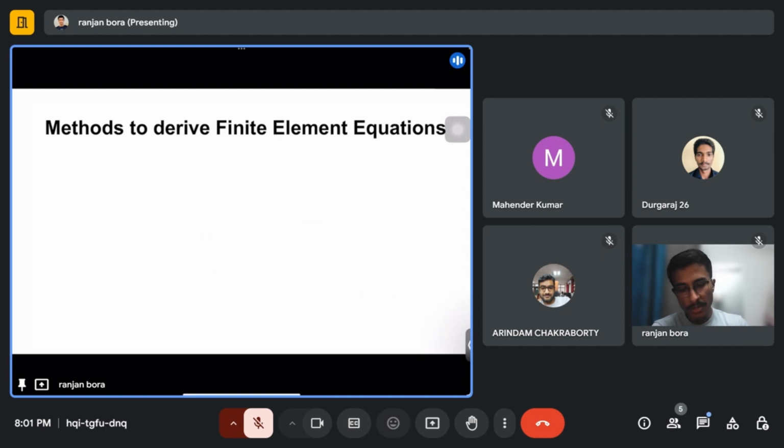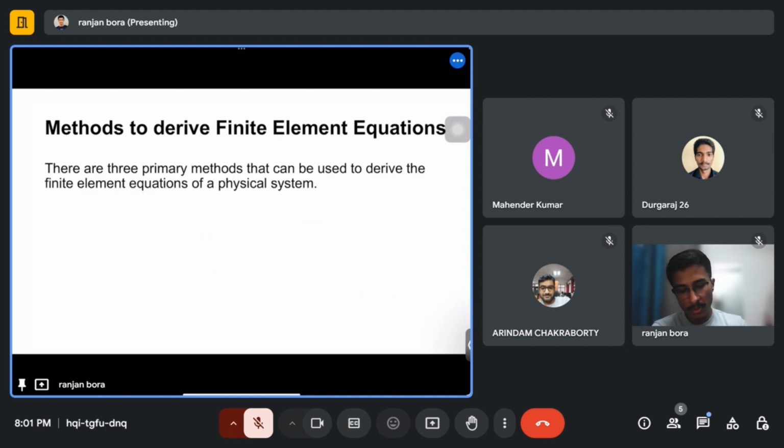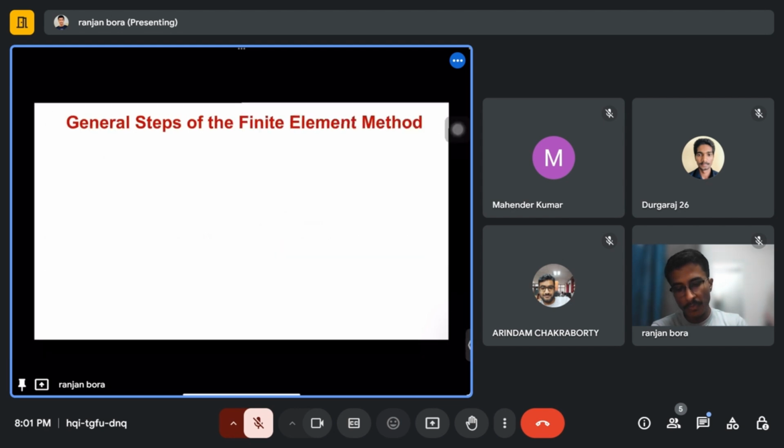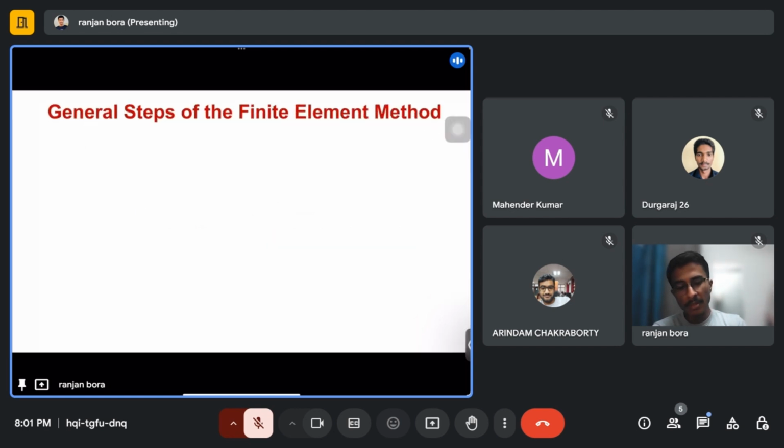Now there are different methods to derive finite element equations. There are mainly three primary methods. The first one is the direct method or direct equilibrium method. The second one is the variational method or the principle of virtual work, and the third one is the weighted residual method. In today's tutorial, I will briefly discuss this direct method or direct equilibrium method. Now, what are the steps to solve any problem using the finite element method?